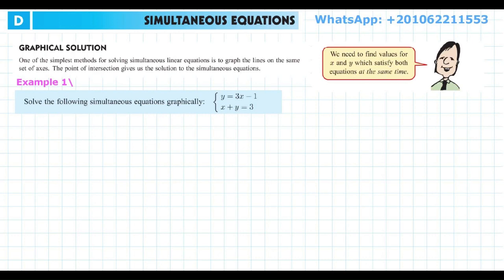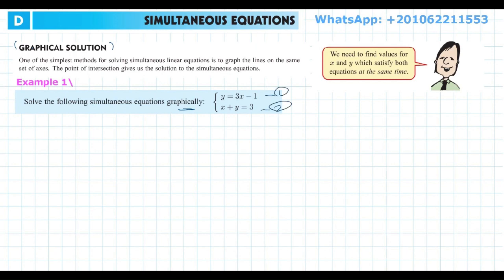First of all, we're going to talk about the first kind, which is graphical solution. In general, the idea is that we need to find values for x and y which satisfy both equations at the same time. First example here, he said, solve the following simultaneous equations graphically. And this is the first method, which is the graphical method. We have the first equation, and then we have the second equation.